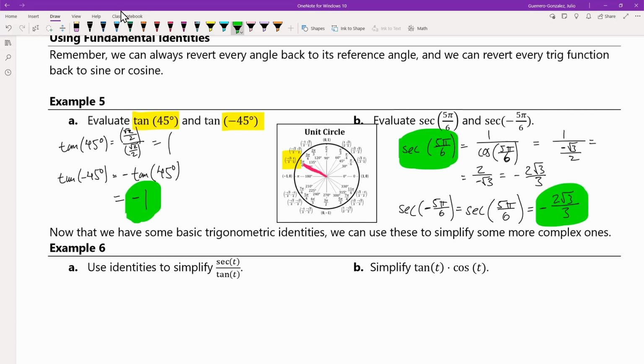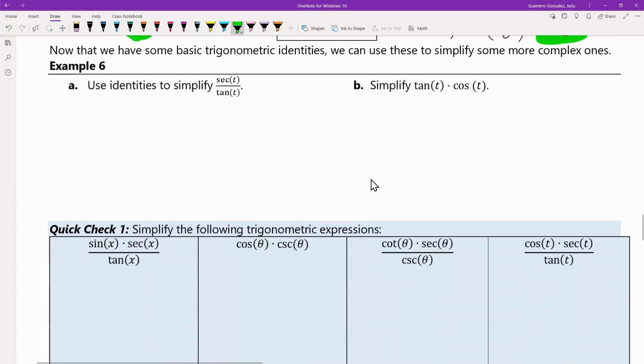Okay. We're getting closer to the good stuff. Now we're getting, this is the good stuff right here. Excuse me.